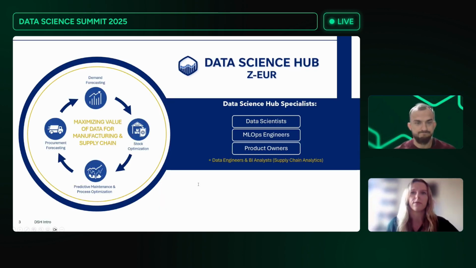First, to give you some context, let's briefly introduce our team. Data Science Hub is the Nestlé Poland team that delivers machine learning solutions across the whole Europe. Data scientists, MLOps engineers, and product owners work on various projects such as demand forecasting, manufacturing optimization, and other data-driven business challenges.